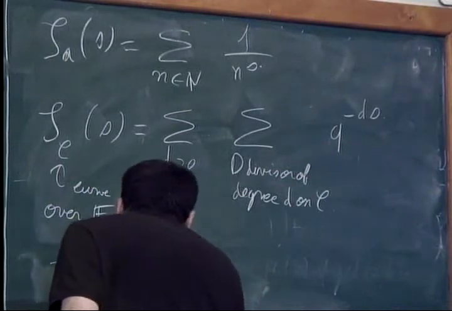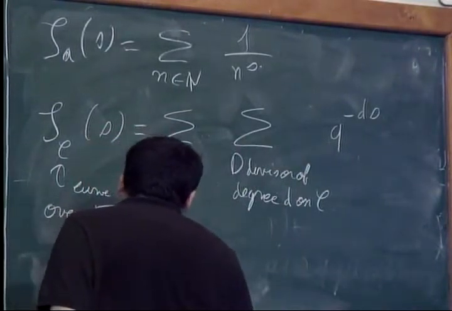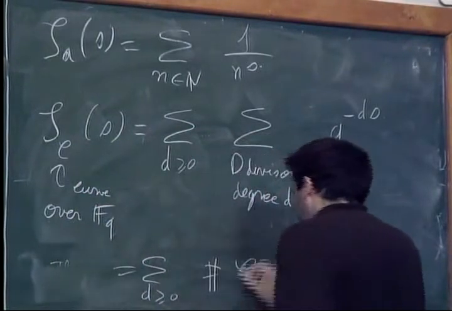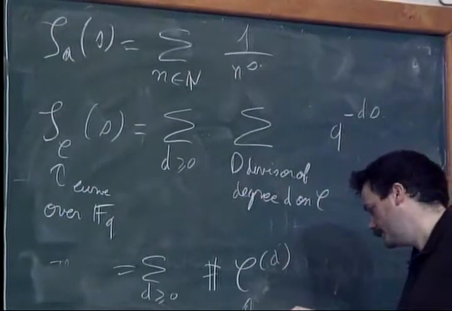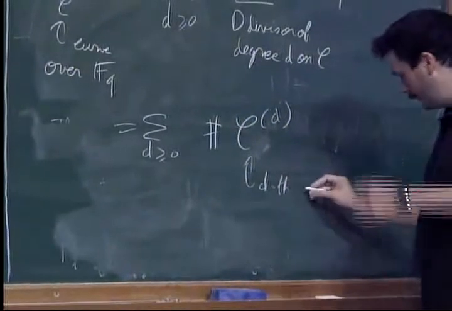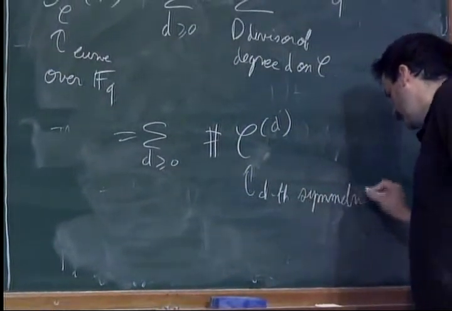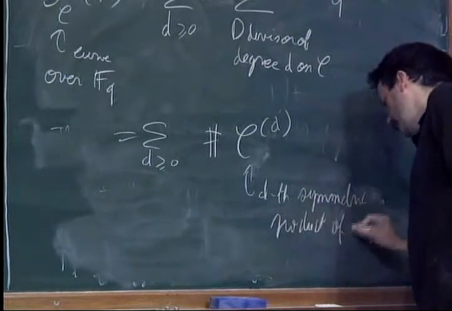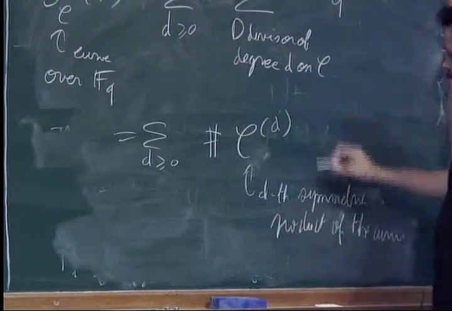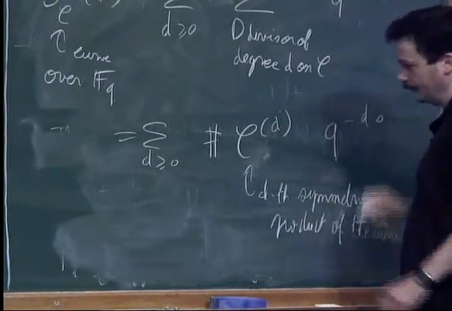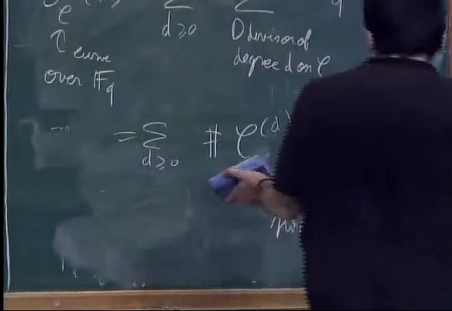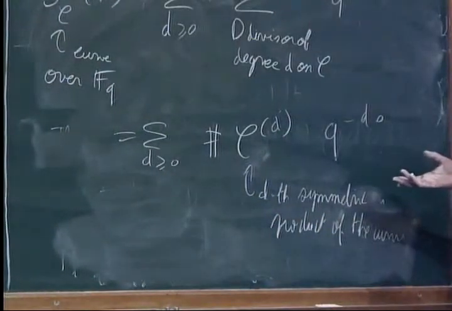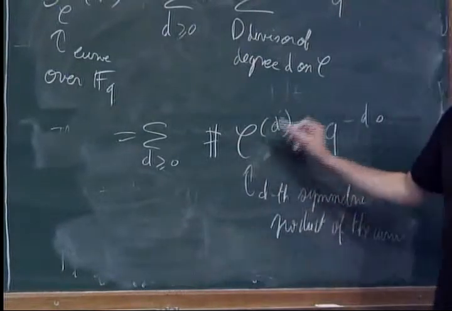So I can write it again as the sum for D bigger than 0 of the cardinal of the divisors of degree D on C. So this is the symmetric product of the curve, times q to the power minus D s. And then, once I have done that, this I can translate in the general geometric setting. Because it makes sense to look at the symbol of Z to the power D.